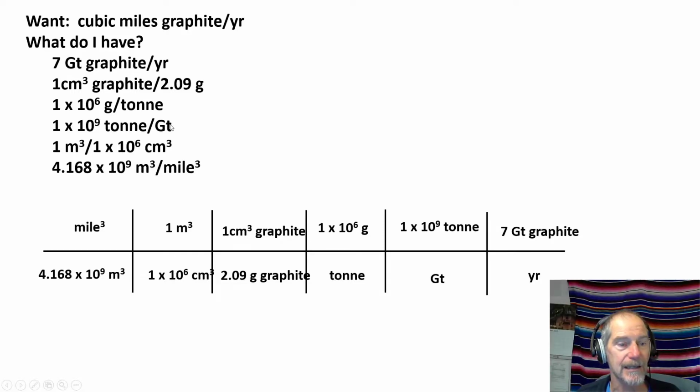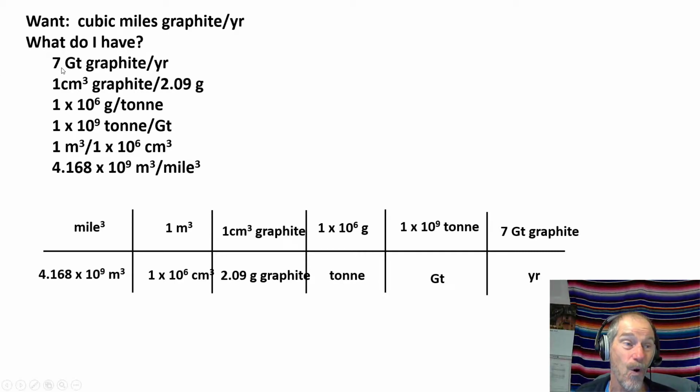Grams per ton is a God-given number. Tons per gigaton is a God-given number. Cubic centimeters per cubic mile, that's a God-given definition. And let's see, what's this? 4.168 cubic meters per cubic mile. That relationship of cubic meters to miles is a perfect number. I'm assuming if it's not perfect, it's been measured so well, with so many digits, that it's never going to determine your level of significance.